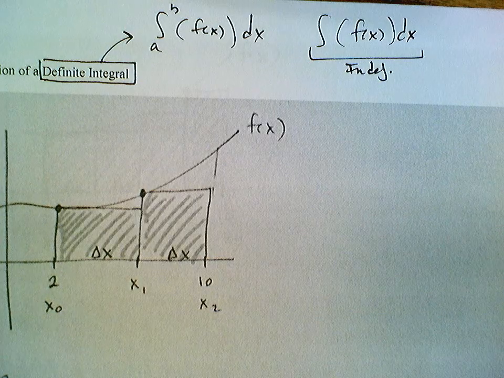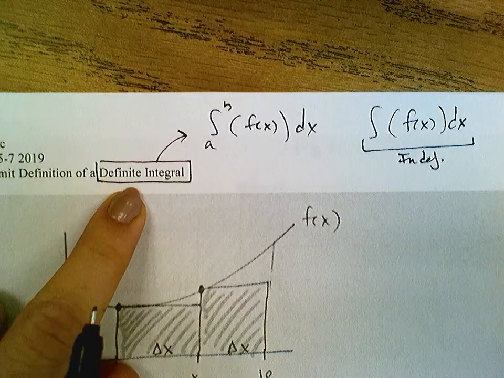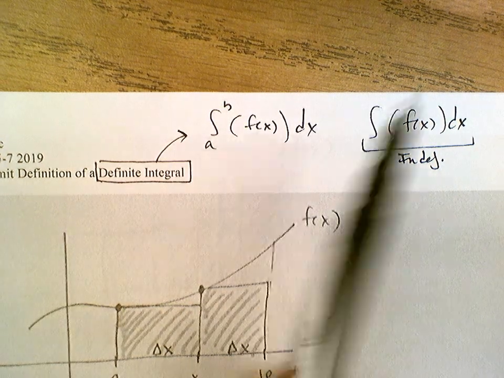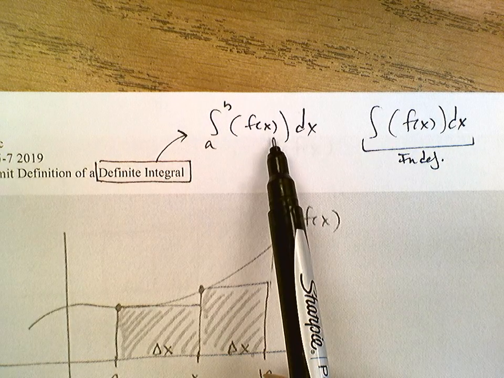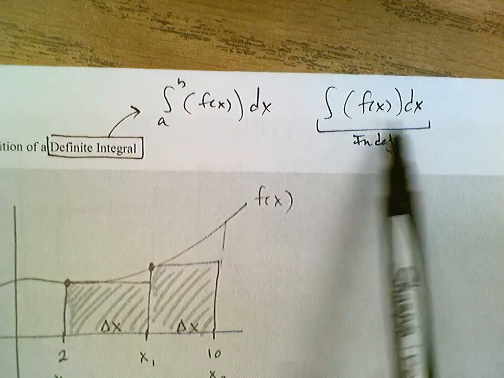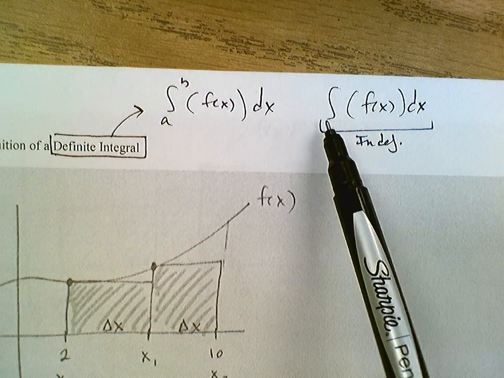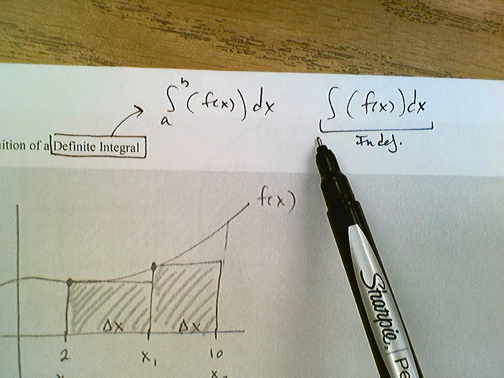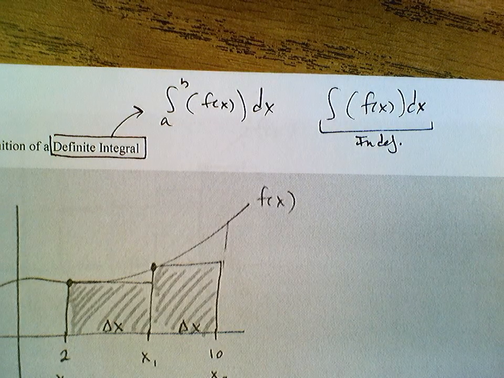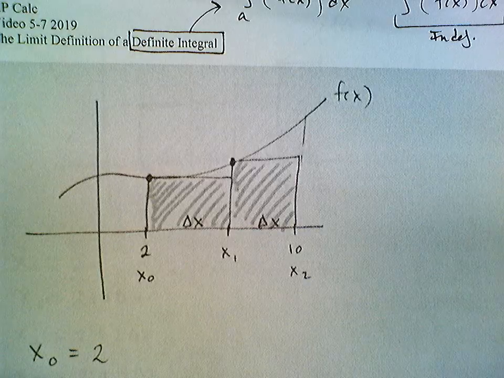Okay, so now on to 5-7. We're talking about the limit definition of a definite integral. A definite integral looks like this, and all it means is the exact area under the curve f of x on the interval a to b. There is something called an indefinite integral, which we won't do for a little while, which looks very much the same, except you leave off the endpoints, and it means something completely different. So even though these two things look alike, they mean something completely different. I'm just going to be narrating through my notes.